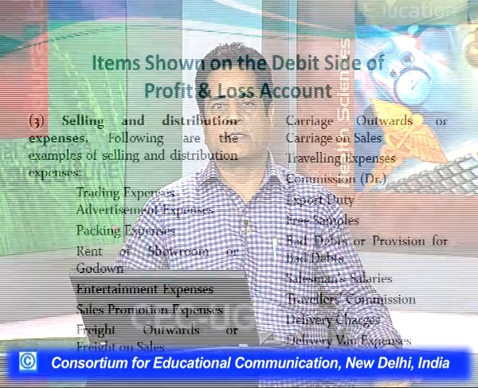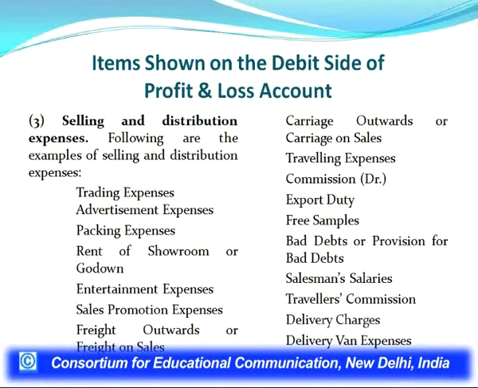Similarly, carriage outward or carriage on sales, carrying the goods sold from the godown to the customer's place. So, the carriage outward. Traveling expenses. Normally, salespersons are expected to travel from one place to another place to contact the existing and potential customers. So, it is also considered the part of selling and distribution expense. Then commission. Commission is usually paid to the agents for selling our goods. So, the commission debit, because why we have the debit? Debit is expenses. If commission is credit, then it will be the income and will be shown on the credit side of profit and loss account.